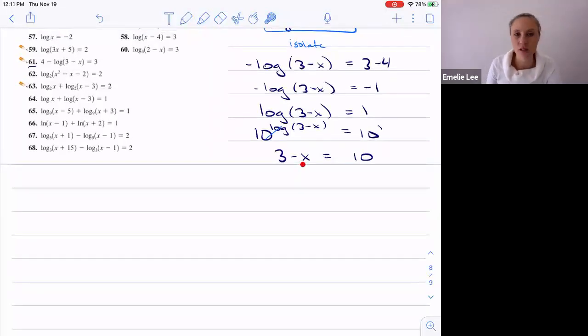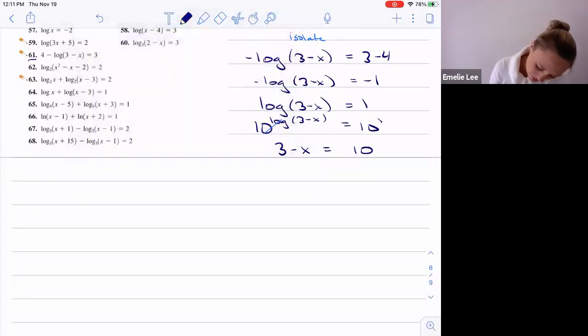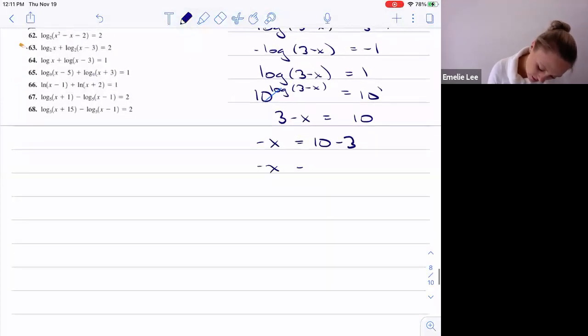Now I can solve for x. 3 minus x equals 10, that's easy to solve for x, right? And so now I have negative x is 10 minus 3, and so negative x is negative 7, so x must be 7.